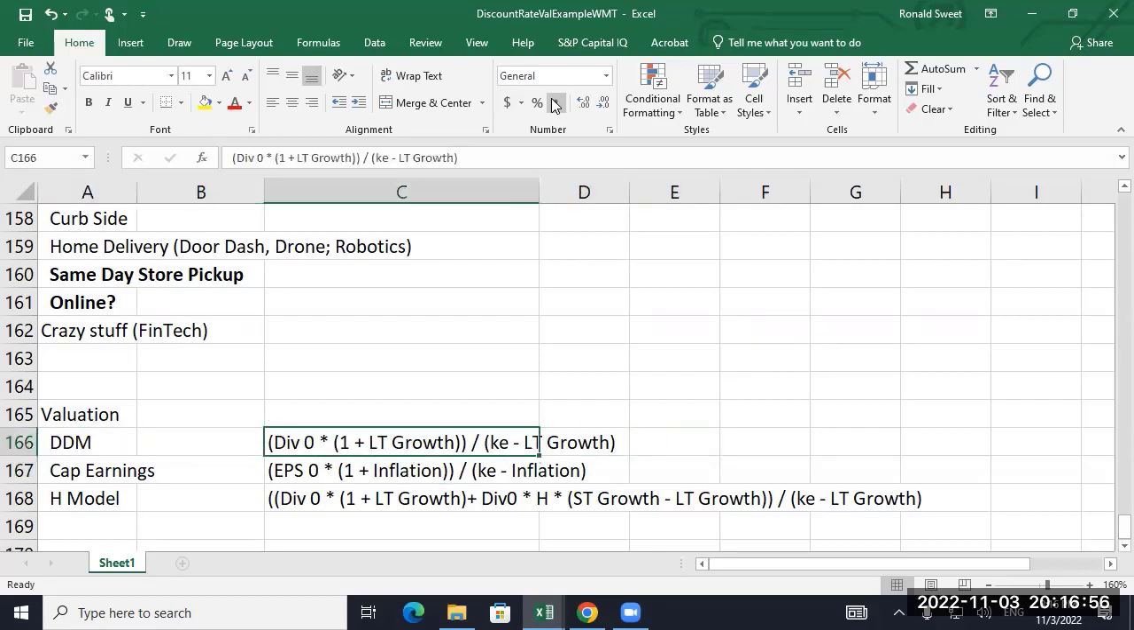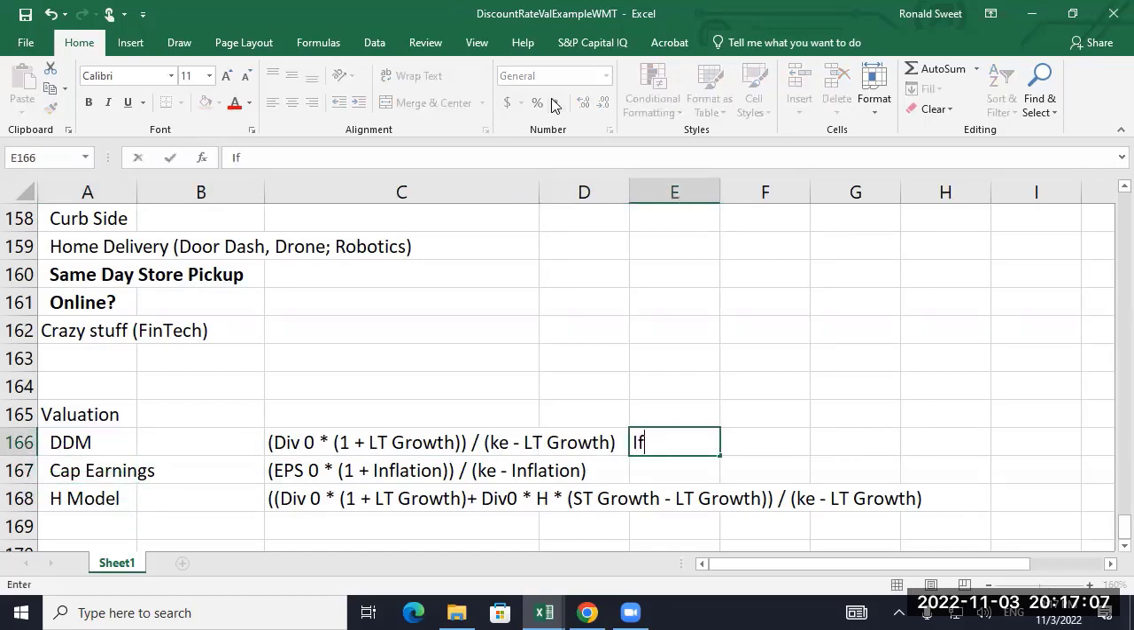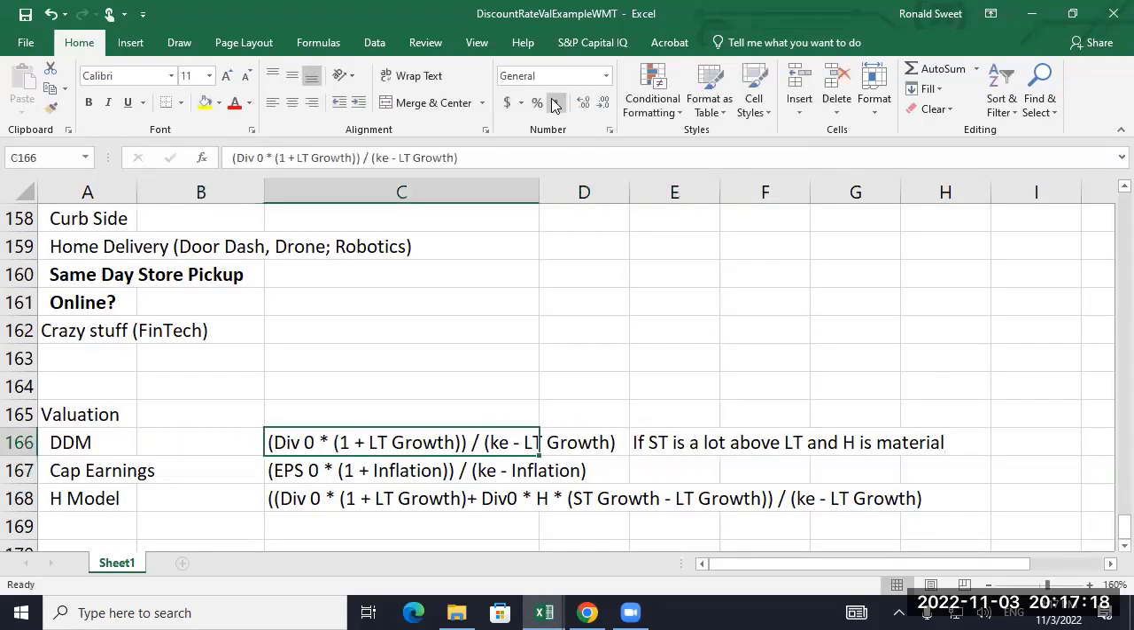If my long-term growth in these two are the same, the problem with that is, with the H model and DDM, I think this firm's going to grow really, really fast for another 10 years. So that implies if short-term is a lot above long-term and H is material, that might give you an argument for making your long-term growth rate here higher than it is in the H model. Because the H model is assuming you're growing fast and then you're going to have this terminal growth. The dividend discount model is assuming you're growing at the same rate all the time. So what could you do? You could actually figure this out. Okay, let me just show you.